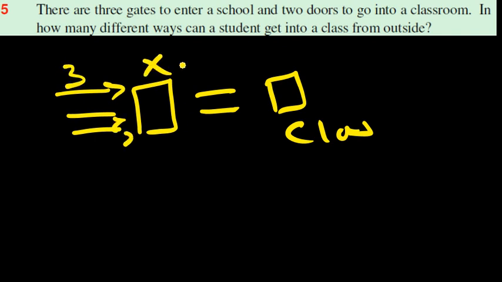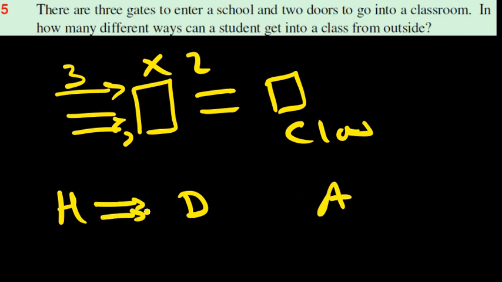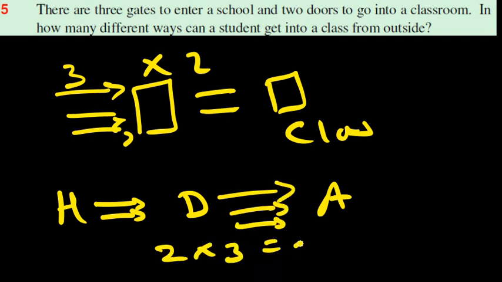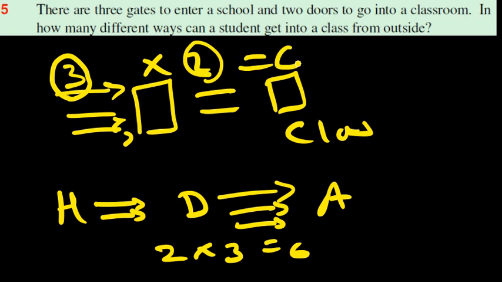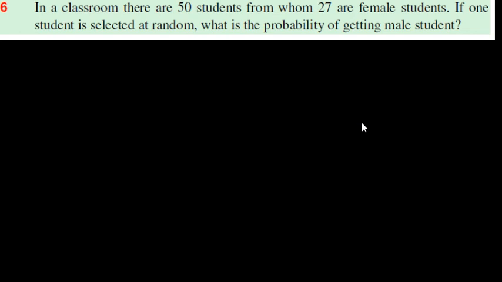Of course 3 multiplied by 2, like the example of Harar to Dire Dawa, then Dire Dawa to Addis Ababa. From Harar to Dire Dawa there were 2 ways of transportation, and then from Dire Dawa to Addis Ababa there were 3 ways of transportation. We did 2 multiplied by 3, which is 6. In the same manner here, to enter the school compound there will be 3 gates, and after that to enter the classroom there will be 2 doors, so multiply, which will be 6 different ways of entrance. The last question will be this one.